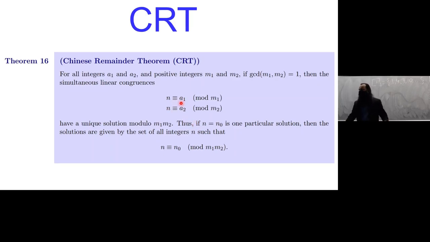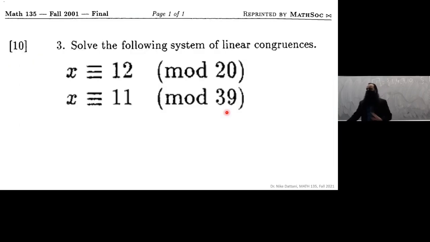If n is congruent to a1 mod m1 and n is congruent to a2 mod m2, then if we find one solution to this system of congruence relations, we can find the general solution. The general solution is congruent to that particular solution mod the product of the moduli. Okay, now everyone remembers this. We did this not too long ago, right? This is from a previous final exam.